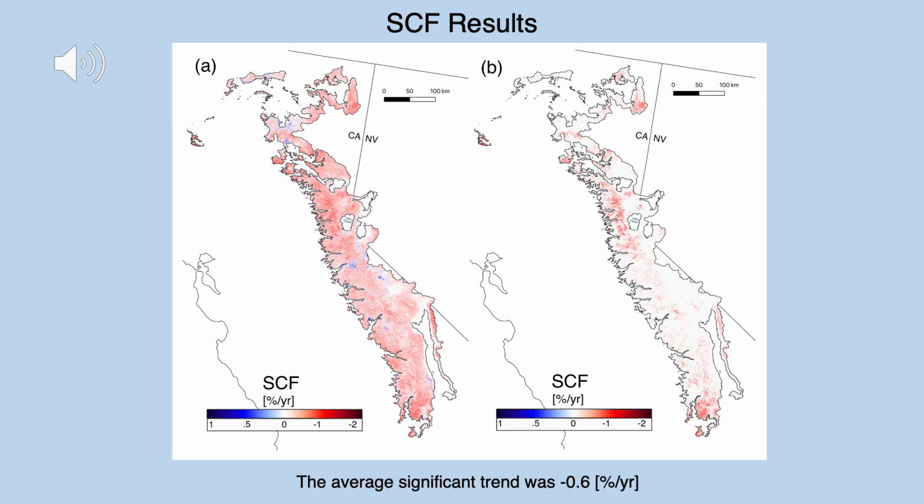As you go down and the elevation rises in the mountains, we see less density of trends. And then as you go south to the Kern River Basin, there's also a large density of significant negative trends here. So a negative snow cover frequency trend means that you are getting less snow cover on a yearly basis.